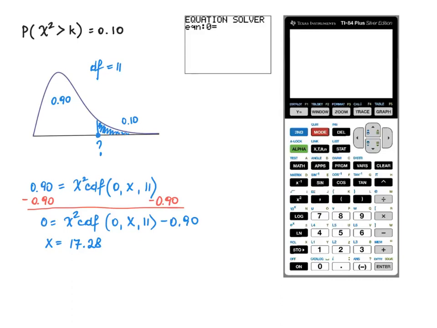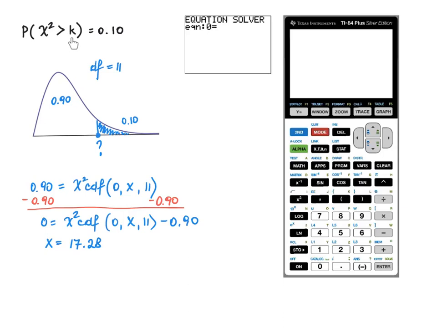The purpose of this video is to demonstrate how to use the equation solver function on an older calculator. Let's say I would like to answer the following question. We need to find the probability that a chi-square value is greater than some unknown number k, and that probability is equal to 10%. This can be visualized.